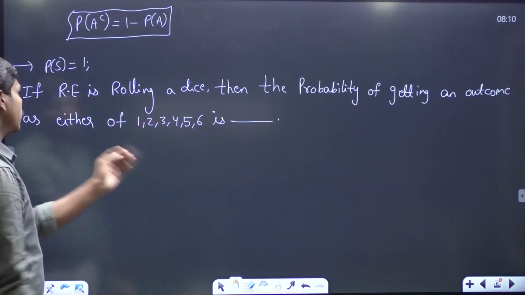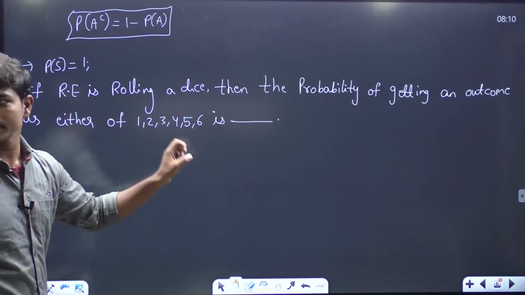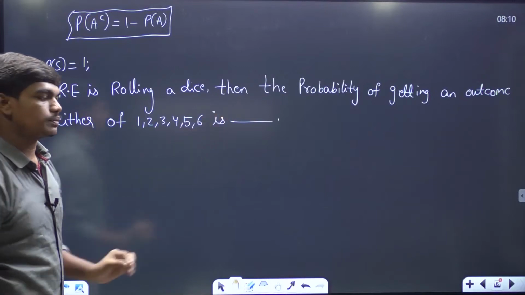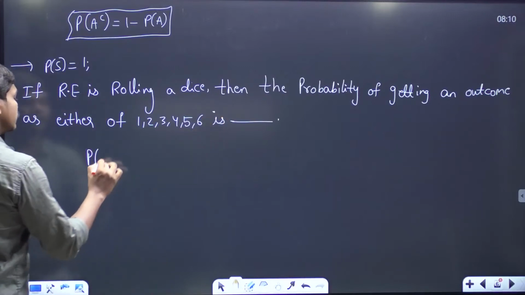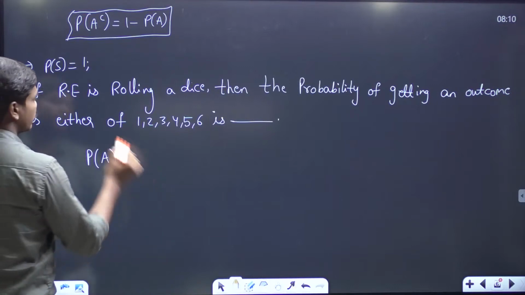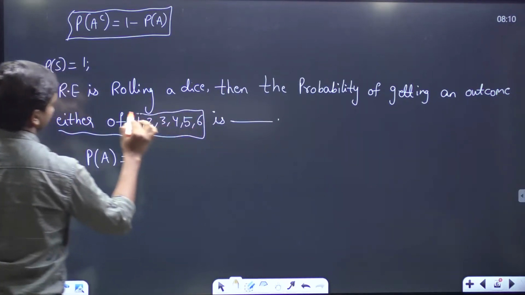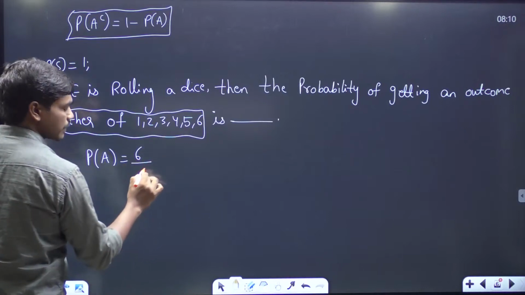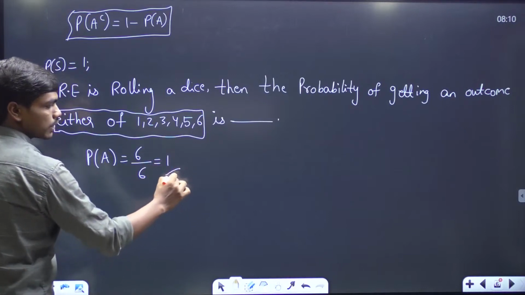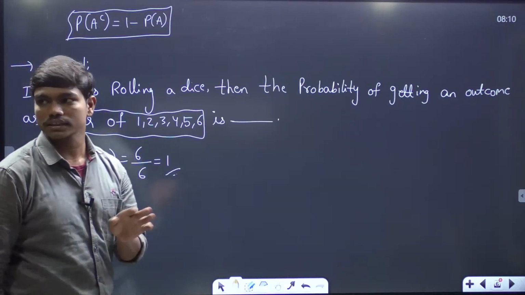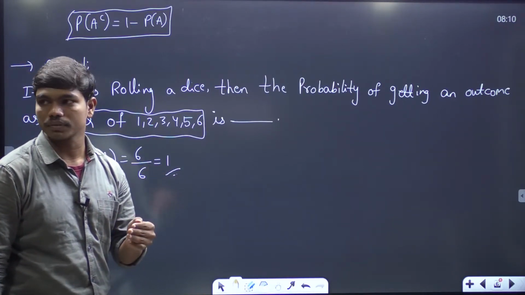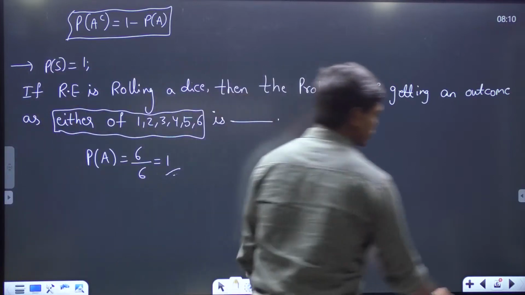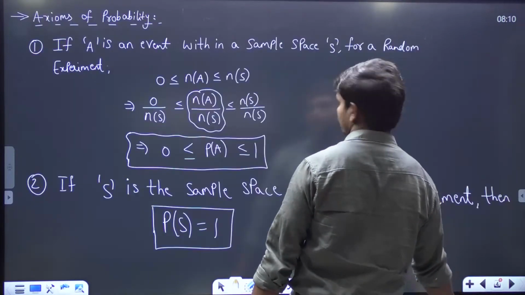This particular event you are talking about is inclusive of all the elements in the sample space. So P of A is equal to the number of elements that satisfy this event, which is 6, and the total number of elements in the sample space is also 6. So this is 1. Basically, if your event is the same as the sample space, then you will get the probability value as 1. That's the second statement. It's just an axiom. There is no mathematical proof for this.